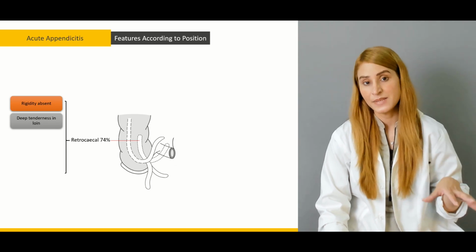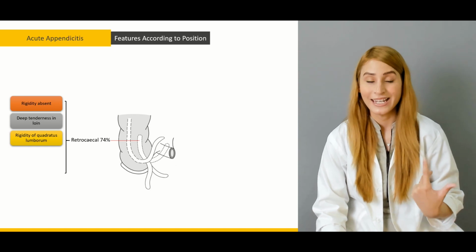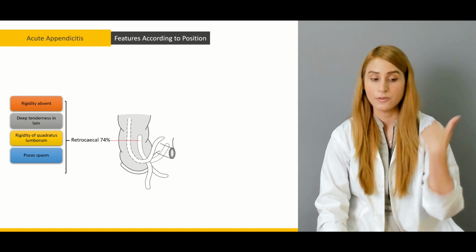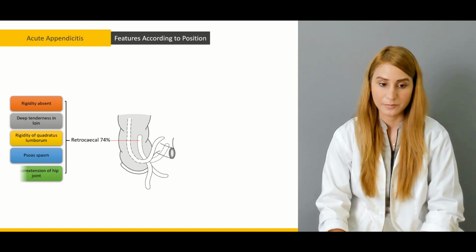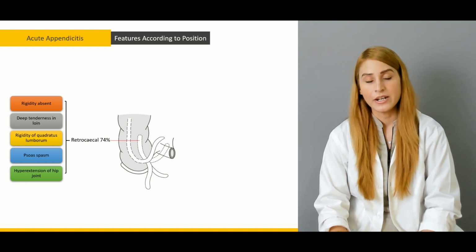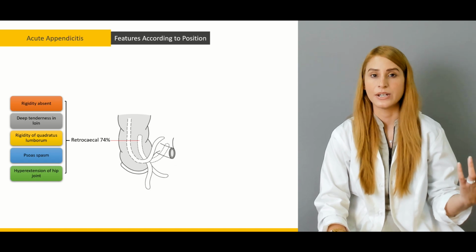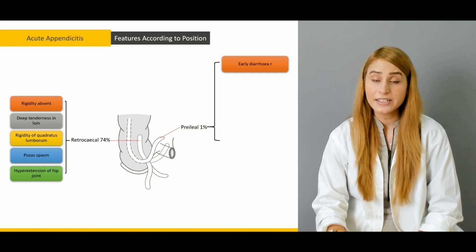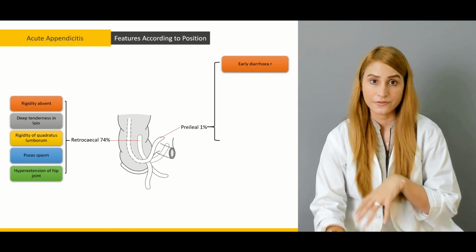But there can be deep tenderness in the loin. Rigidity is absent, deep tenderness in the loin, and there can be rigidity of quadratus lumborum, or there can be psoas spasm. I've already told you that we elicit the psoas sign in case of the retrocecal appendix. Or, whenever you do the hyperextension of the joint that causes the pain, which is particularly what we do in the obturator sign.